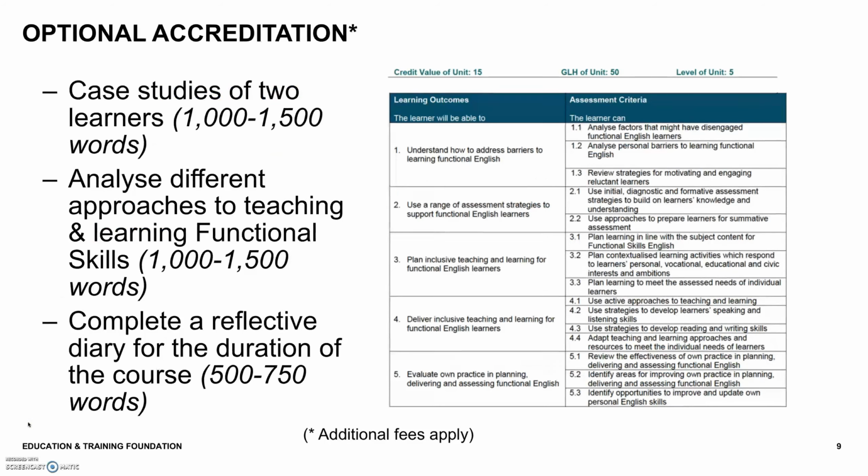We've already mentioned there's optional accreditation, which supplements courses that people may already be undertaking for teacher education qualifications. So the course is at level 5, as we've mentioned, and it has a credit value of 15 units. In order to achieve the accreditation, the participants will have to complete case studies of 2 learners, preferably at 2 different levels, but not necessarily, because we're aware that not everybody teaches different levels.